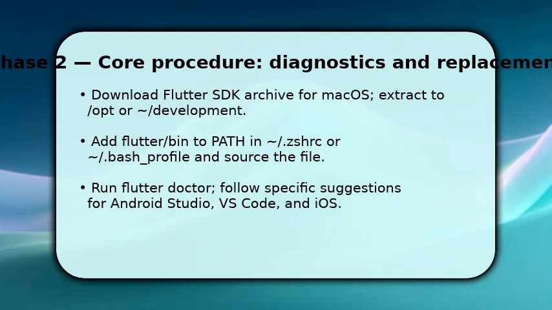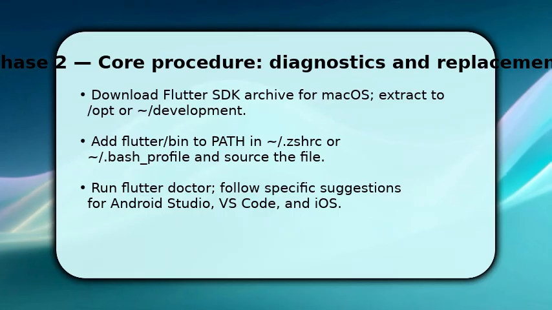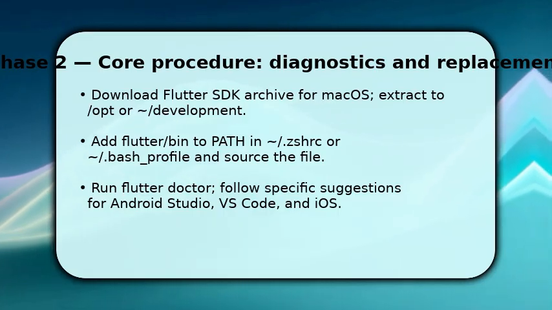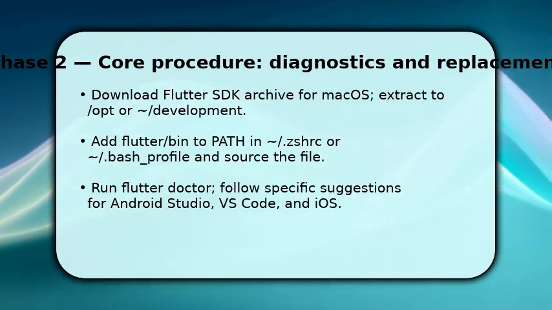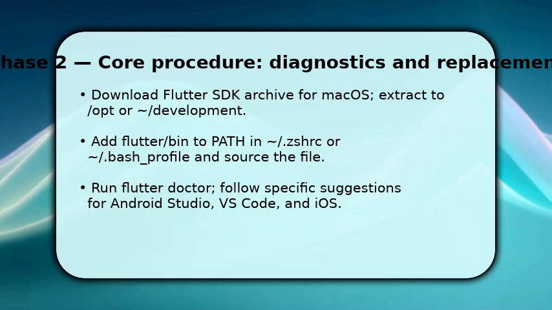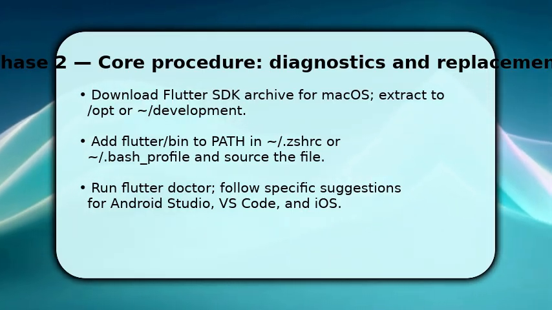Next, download and extract the Flutter SDK to a stable folder like /opt/flutter or ~/development/flutter so updates are simpler. Then add flutter/bin to your path in ~/.zshrc or ~/.bash_profile and source that file so the flutter command is immediately available.